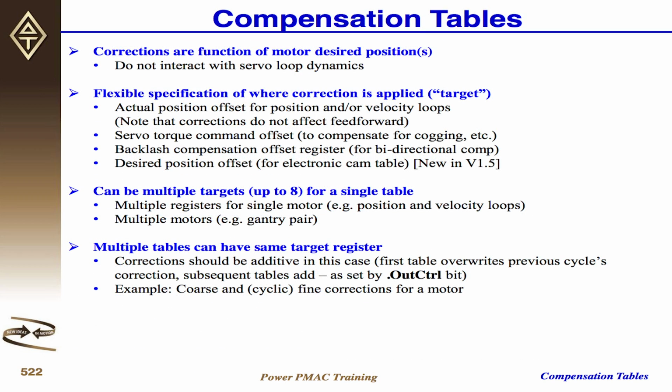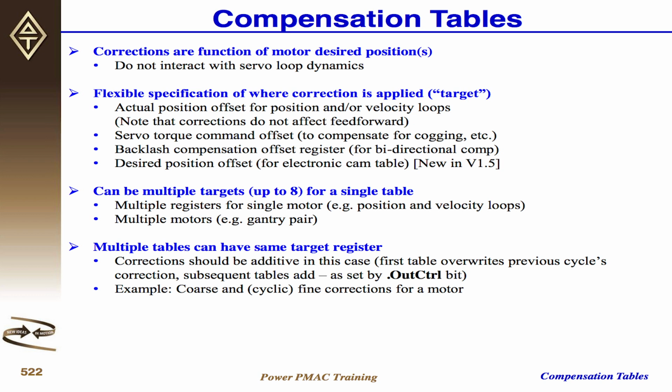Corrections are functions of motor desired position, so that it doesn't interact with servo loop dynamics. And there's flexible specification of where the correction is applied, where the target of the correction goes. So actual position offset for position or velocity loops, and these do not affect feed forward. Servo torque command offset to compensate for cogging of a motor, for example. You can have backlash compensation offset.